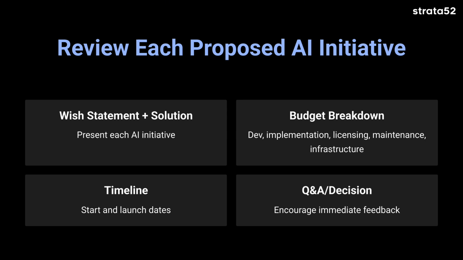Then you want to review any timeline. So indicate the proposed start and launch dates and reference a Gantt chart if available. And then you want to offer up any Q&A or decision to be made after every single AI tool that you're reviewing. You want to try to encourage stakeholders to either veto or approve each individual tool as you're reviewing it and record that decision.